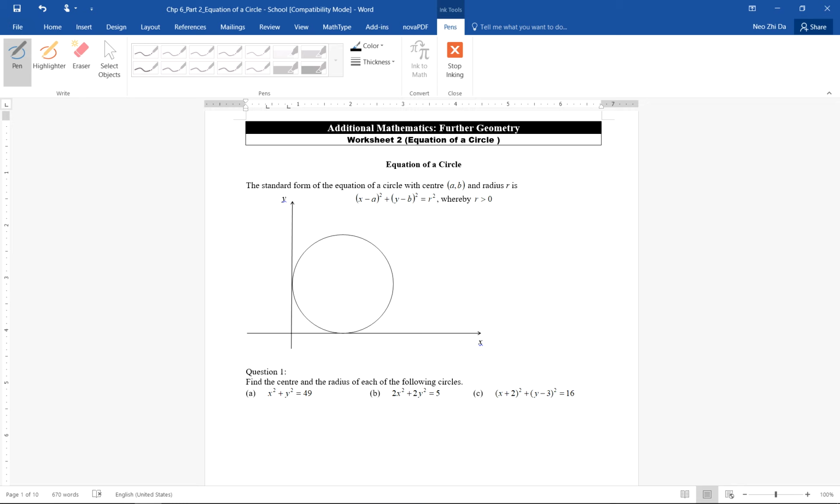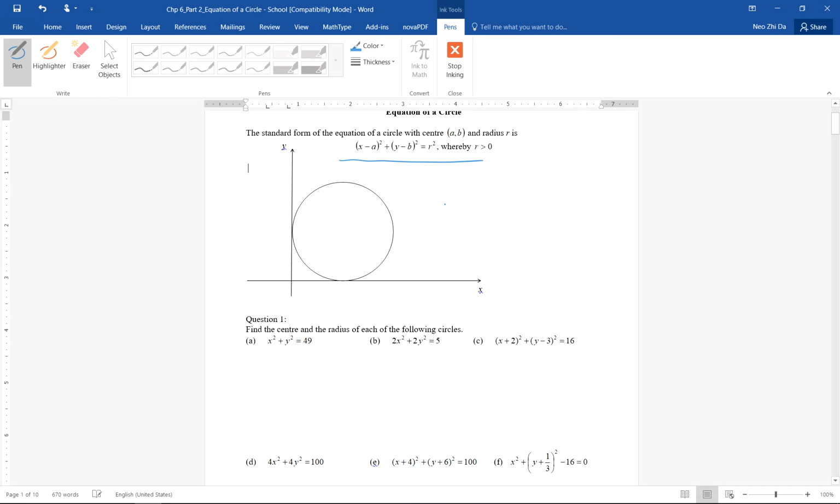Okay, now equation of circle. This will be the equation of circle. We call it the standard form. If you notice, it's after you have done the completing the square, then it looks like that. Now let me go into it. Your a and your b are the center of the circle. And your r is the radius. Now it looks simple, right?